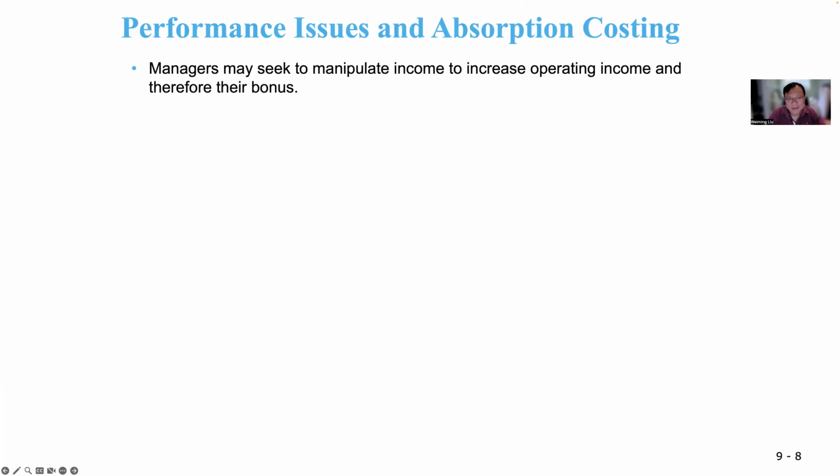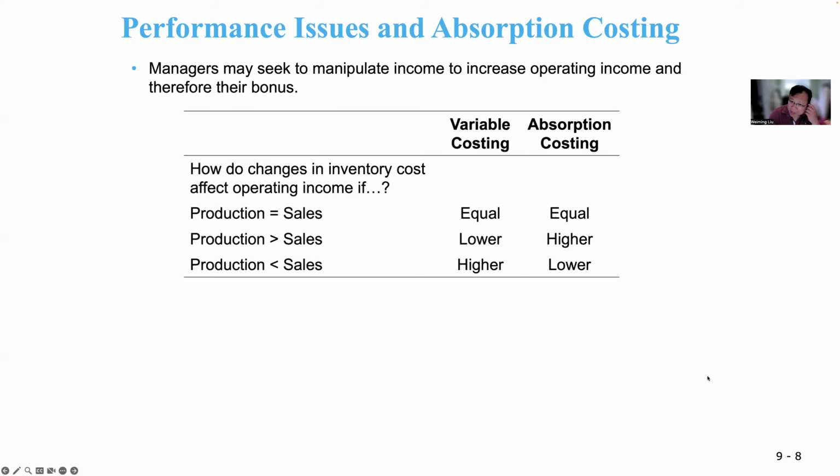And here, there are performance evaluation issues, right? So suppose, like many of the corporations, they probably try to motivate their managers to do a good job, right? So let's say once you reach a certain operating income threshold, you will get a bonus, right? So in that way managers will work very hard to try to achieve the goal, right? So in that case, managers have an opportunity to manipulate the income if it's under absorption costing, right? So take a look at this column, absorption costing, right?